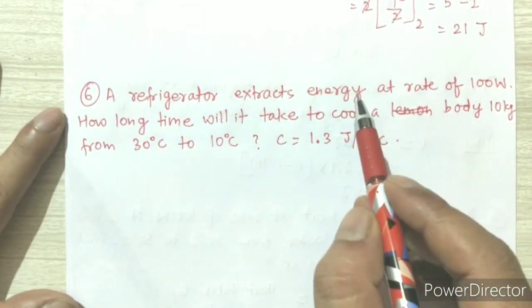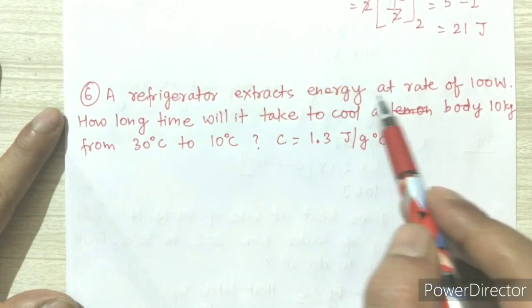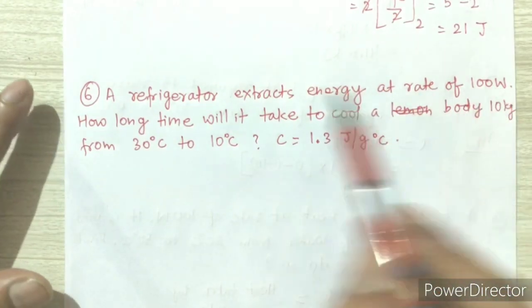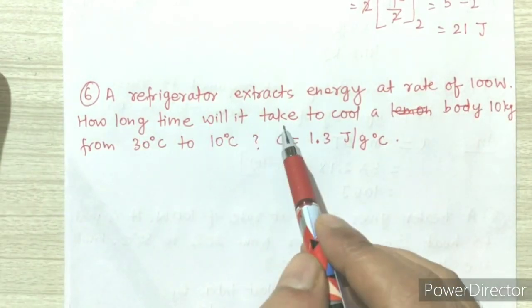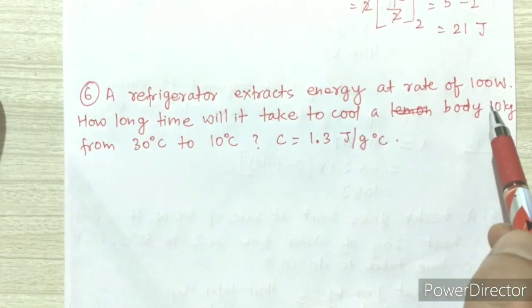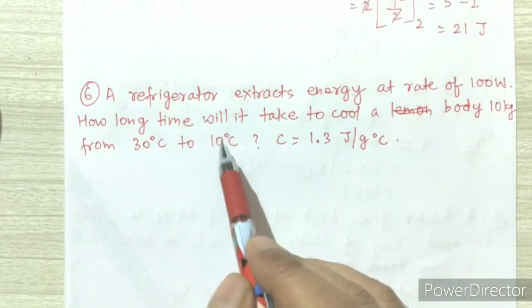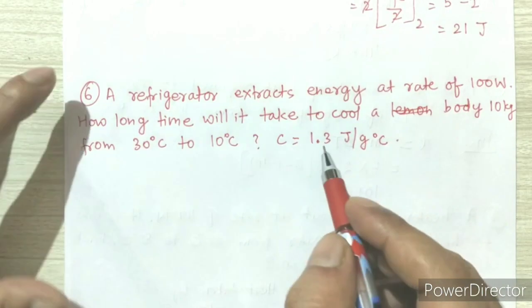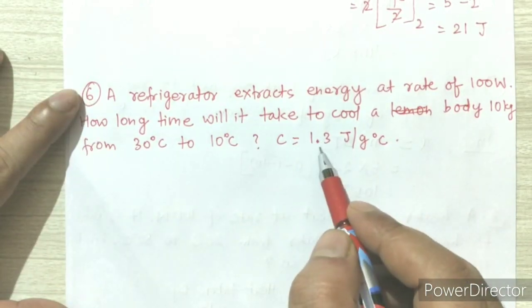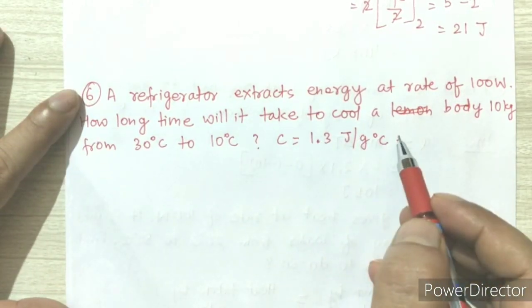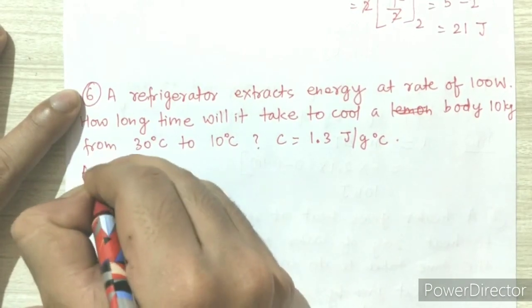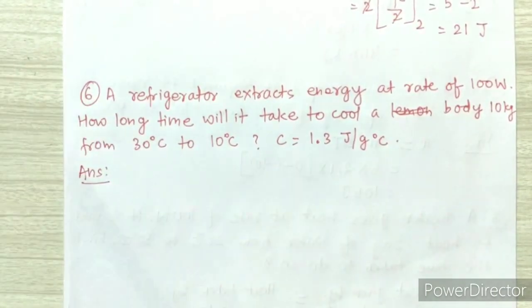A refrigerator extracts energy at a rate of 100 watt. How long will it take to cool a body of 10 kg from 30 degrees Celsius to 10 degrees Celsius? The specific heat capacity of that body is given as 1.3 joule per gram per degree Celsius. So let's see how we'll solve this question.